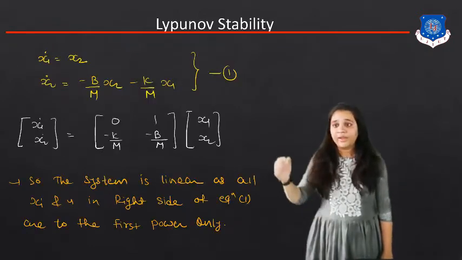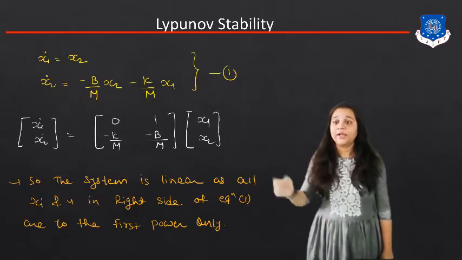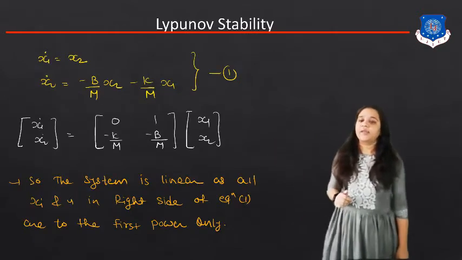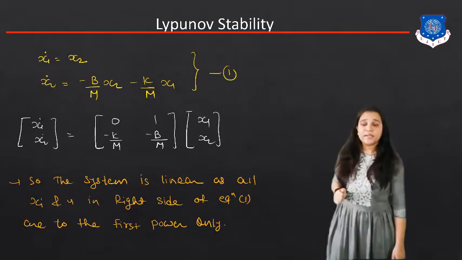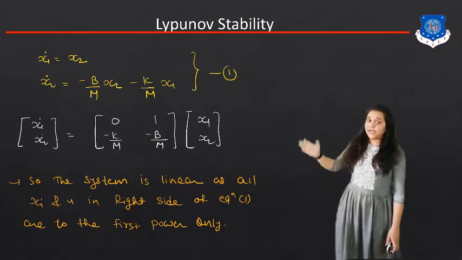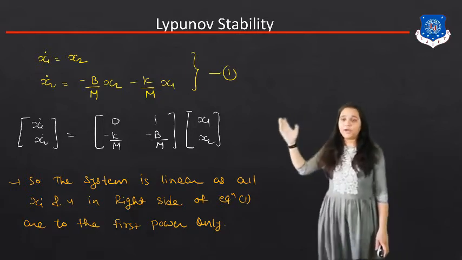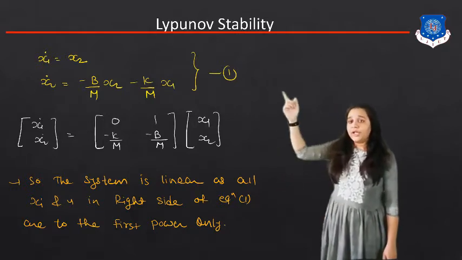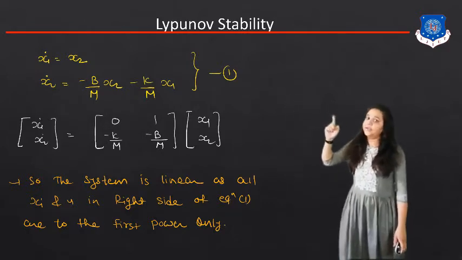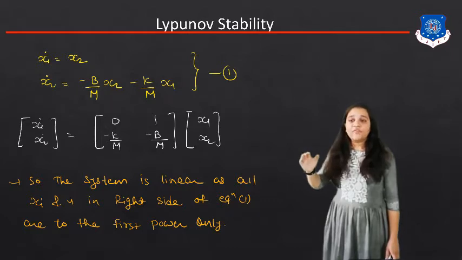We can put the state variables in the above equation. We get x1 dot equal to x2, and x2 dot equal to minus b by m x2 minus k by m x1. This is equation number 1 for this particular mechanical system. If we draw the state transition matrix, we get x dot, that is x1 dot and x2 dot, equal to: in x1 dot only the x2 element is there, so the coefficient of x1 is 0 and the coefficient of x2 is 1.